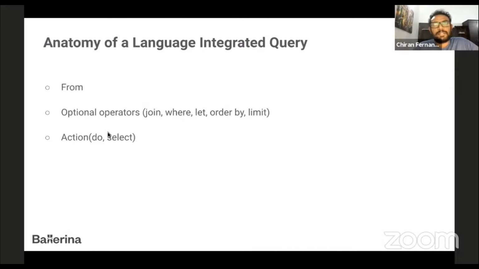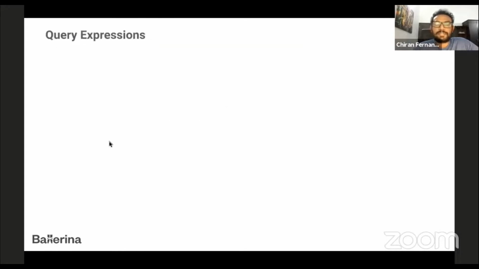Optional operators allow the elements to be filtered, sorted, joined, or limited, and so on. So you can have multiple optional operators in between a from clause and an action. The action tells what to do with the element selected by the expression. Depending on the action, we have two types of integrated queries, namely query expressions and query actions.